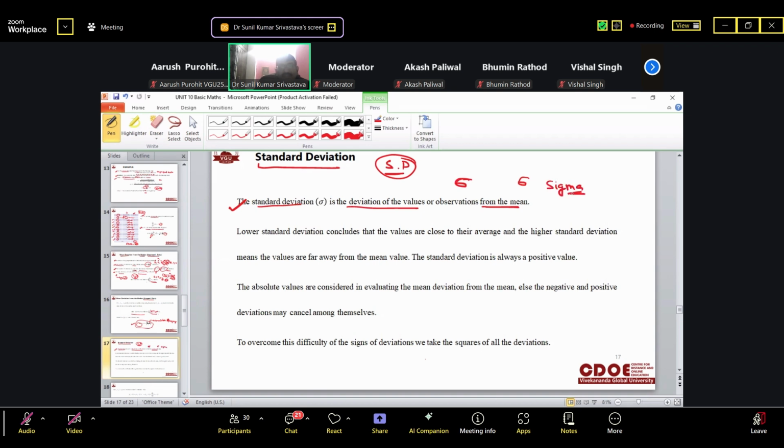It is read as sigma. You can write it like that, sigma. So it is denoted by sigma. A lower standard deviation concludes that the values are very close to the average, and a higher standard deviation means the values are far away from the mean. The standard deviation is always a positive value. Therefore, standard deviation always has a positive value.